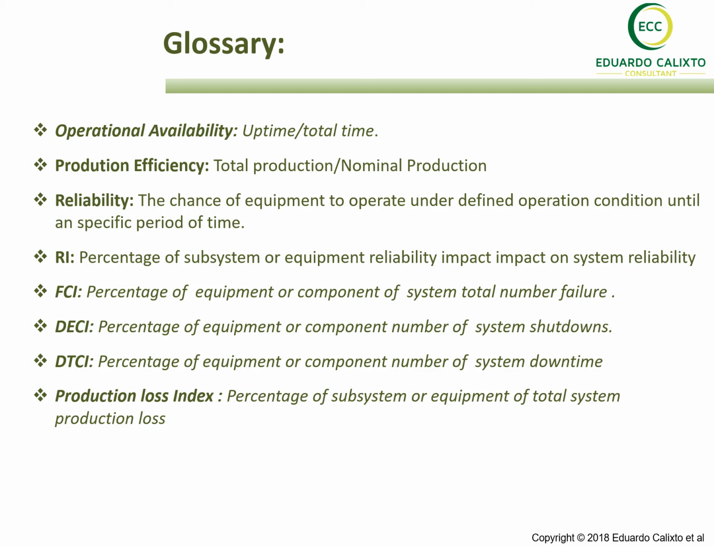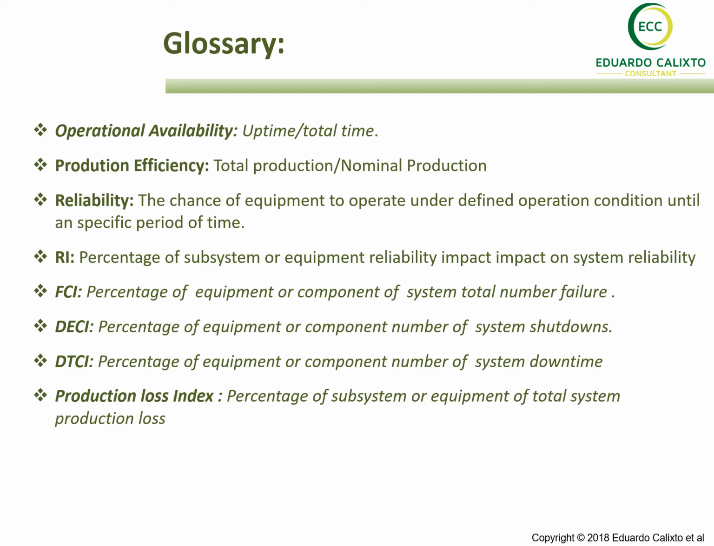So we have some common definitions here. Operation availability is uptime divided by total time. Production efficiency is total production over nominal production. Reliability is the chance of equipment to operate under defined operating conditions until a specific period of time. RE is the percentage of a subsystem or equipment reliability impact in a system reliability.